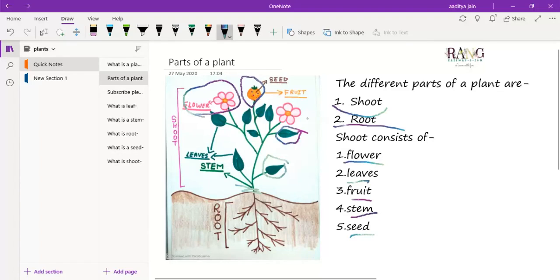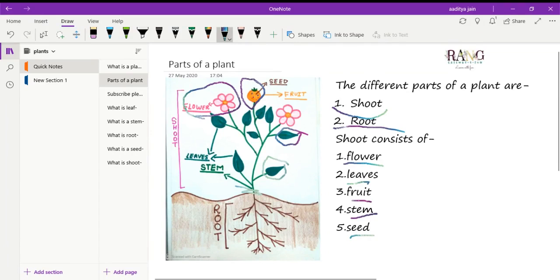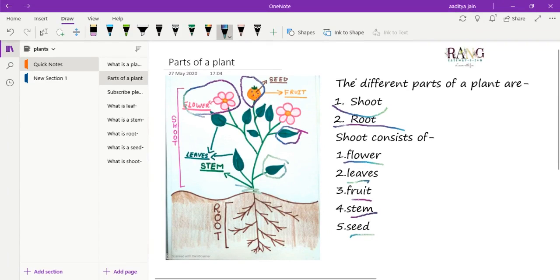So kids, what are the different parts of the plant? They are shoot and root. Shoot consists of flowers, leaves, stem, fruit, seed, and the second part is root. Can you see here? Root. This is known as root, which is below the ground.